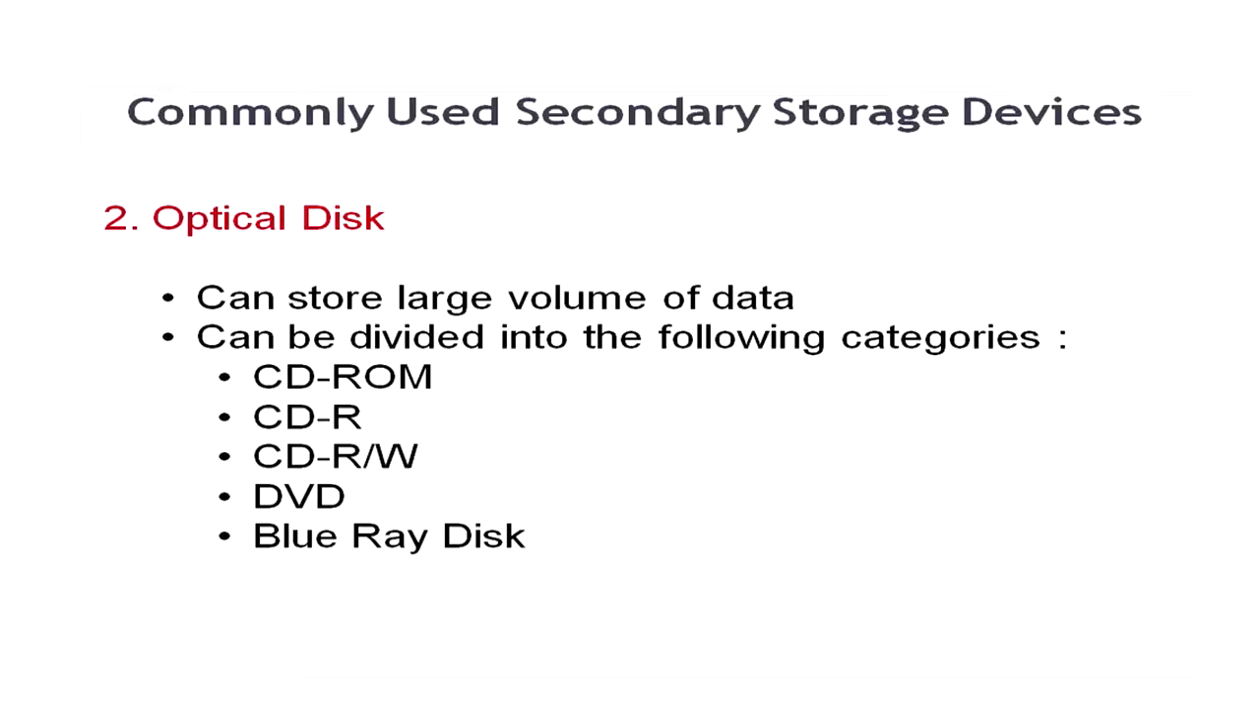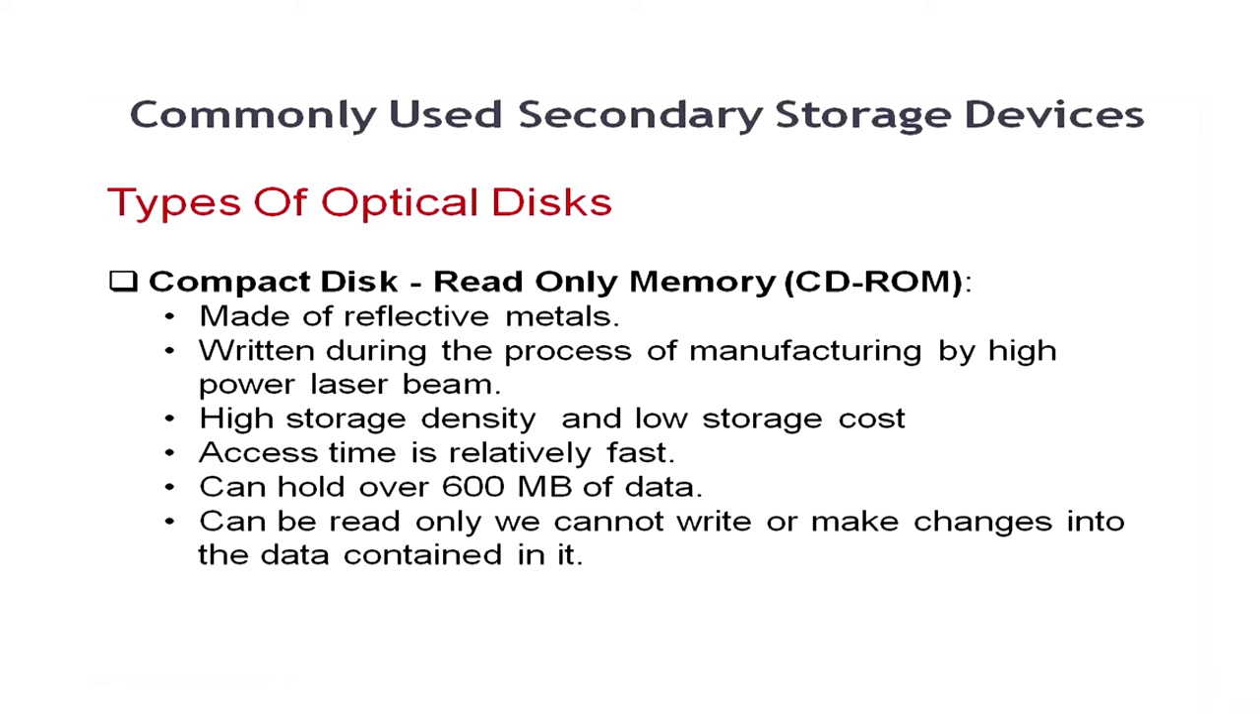Next commonly used secondary storage device is the optical disk. It can also store large volumes of data, and you can see various types of optical discs like CD-ROMs, like CDR, read-write, DVD, and a Blu-ray disc. If we talk about CD-ROM, the full form is compact disc read-only memory.